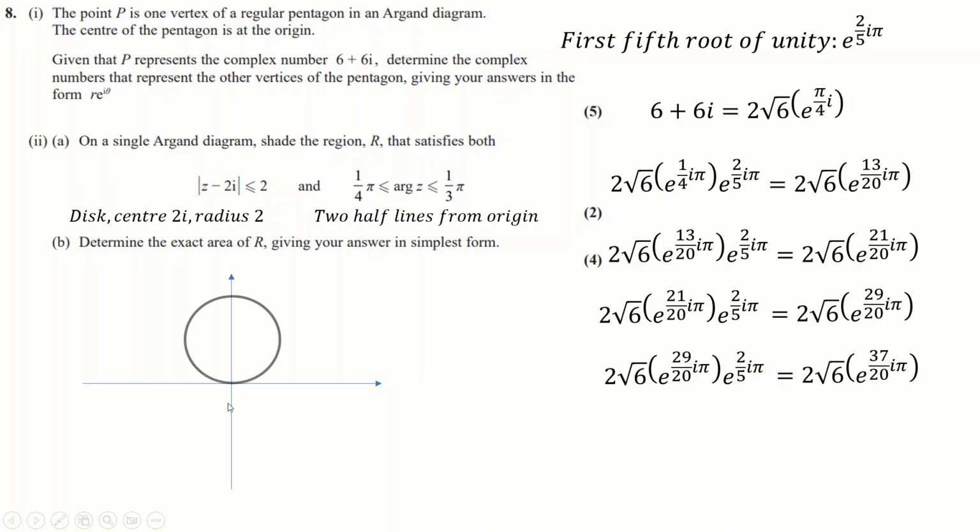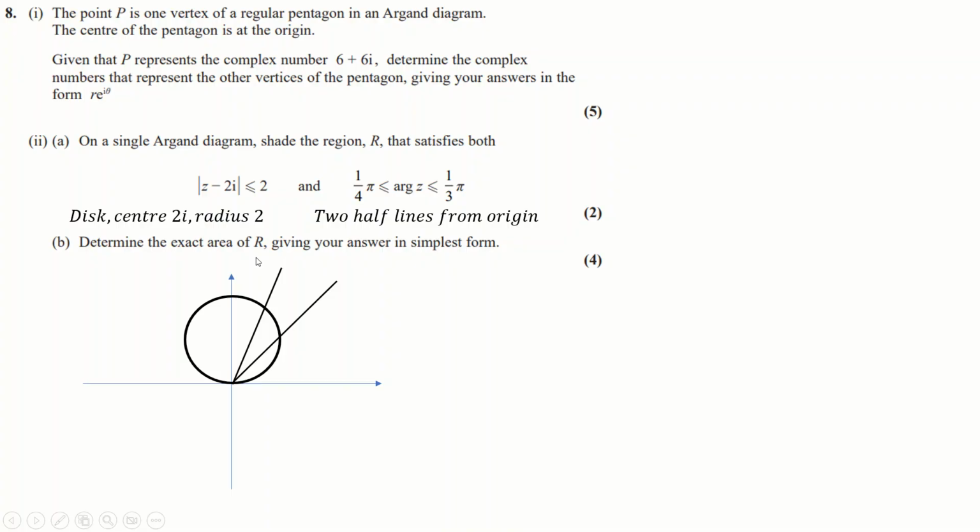Same thing. So of course we have a disk centered at 2i, radius 2, so it goes down to the origin here. We have a line that's gradient 1 this way, and a line that's a bit steeper this way. And the area between the 2 lines and in the disk is going to be this area here. And now we need to find the actual area of that. Now the easiest way to do this is using polar coordinates again.